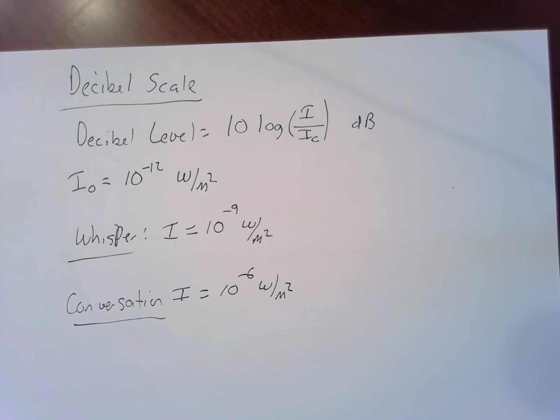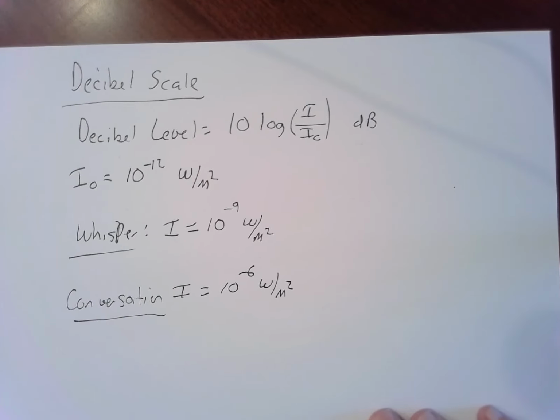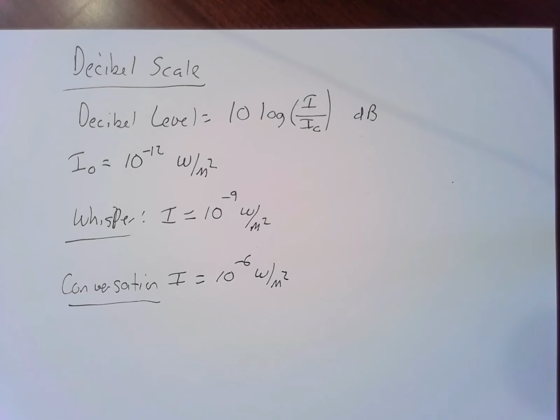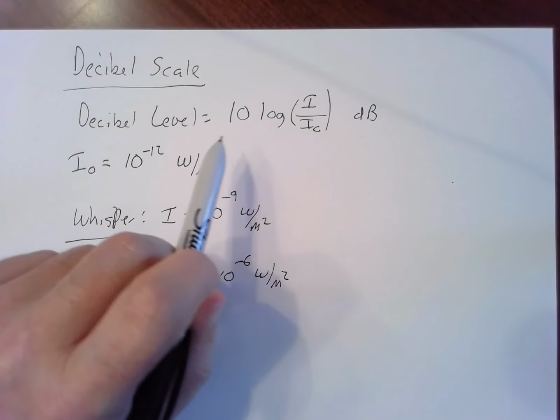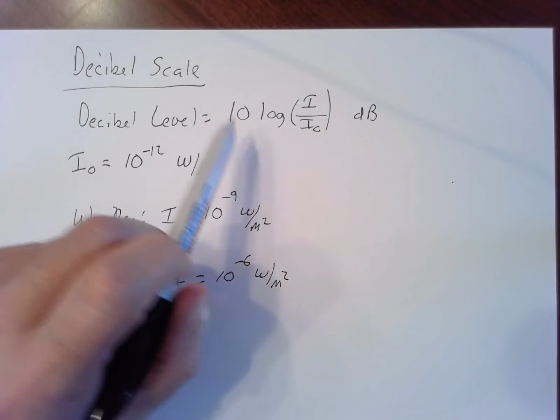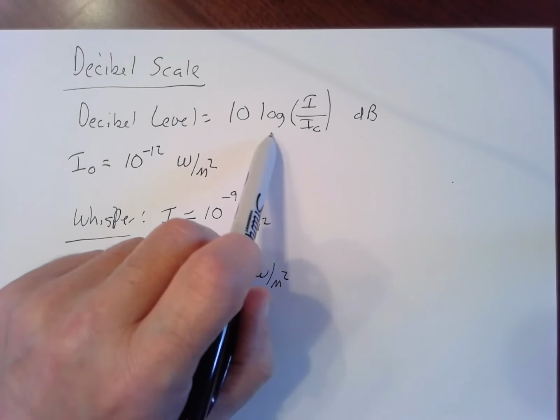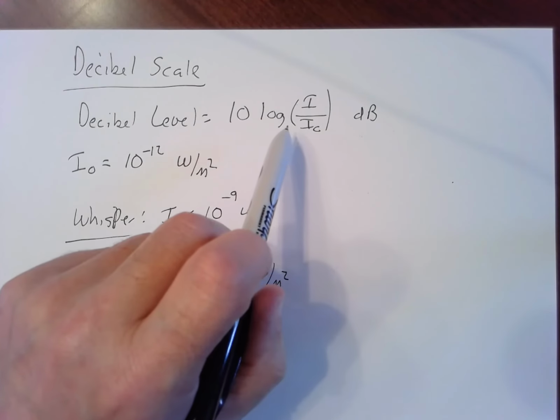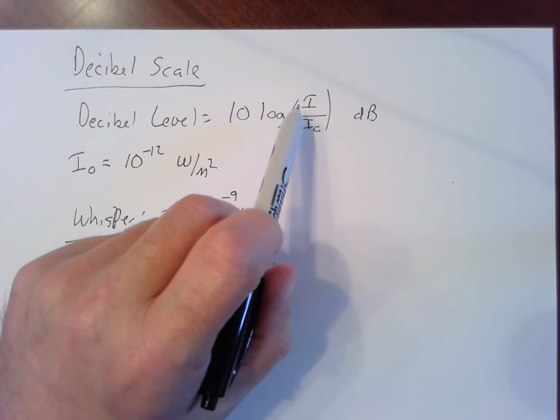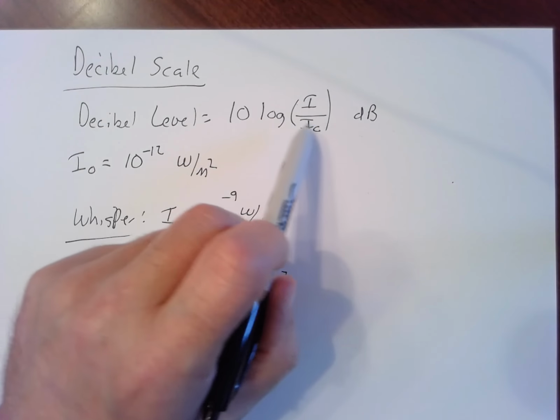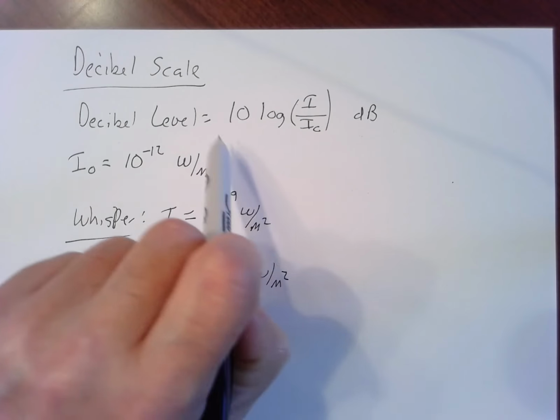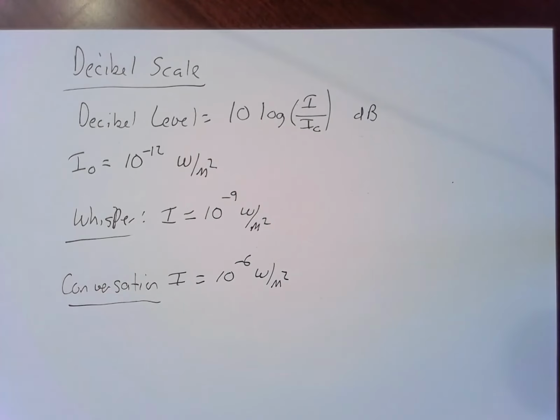Okay, now let's do a logarithm word problem application. The most common one is the decibel level, the decibel scale. We hear all the time how loud something is. We measure that in decibels. And our formula for a decibel level is 10 times the common log. Notice there's no base here. This is log base 10 of some intensity divided by some reference intensity, measured in decibels.